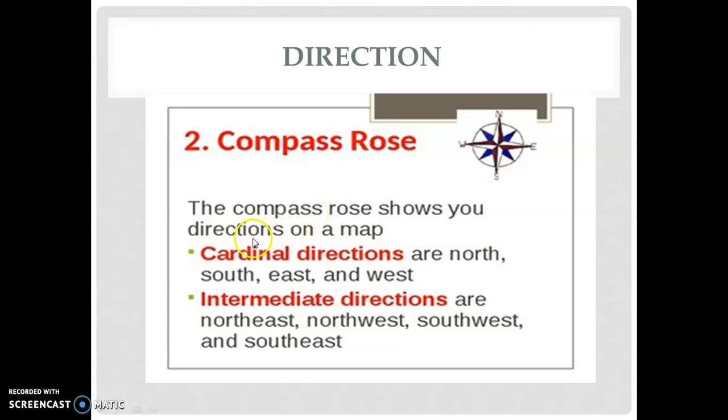There are 4 cardinal directions on a map: north, south, east and west, and the other intermediate directions are northeast, northwest, southwest and southeast. And if you observe any map, north is marked on the northeast side of the map. On this side of the map, an arrow is indicated and that is marked with north.